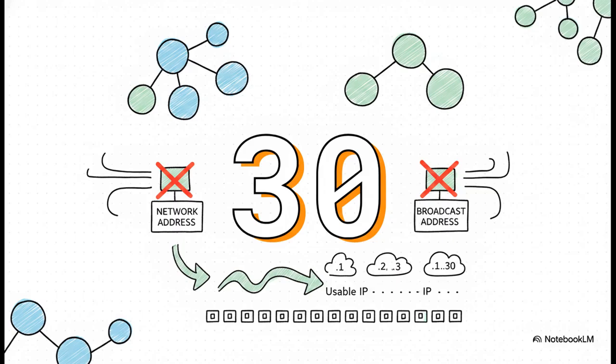And here is the absolutely crucial takeaway. You cannot assign a network address or a broadcast address to your actual devices, like your laptops or servers. They're strictly reserved. That means everything mathematically sandwiched in between those two numbers represents your usable addresses. So from .1 all the way to .30. Meaning the total number of usable IPs for this specific subnet is exactly 30.